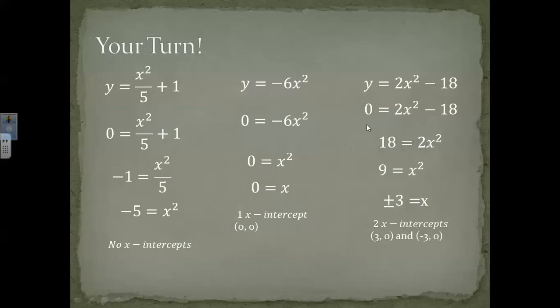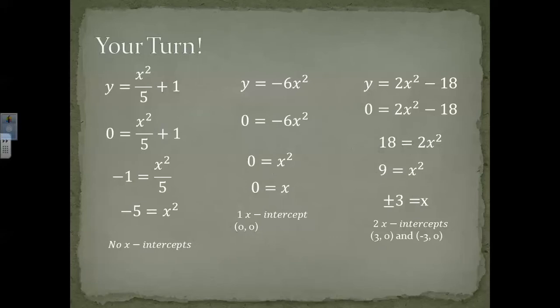And then you can see the last example. Plug 0 in for y, add 18 to both sides, divide by 2, take the square root, and we get plus or minus 3. So those are our 2 x-intercepts, and once again, get in a habit of writing these as points. So (3, 0) and (-3, 0).